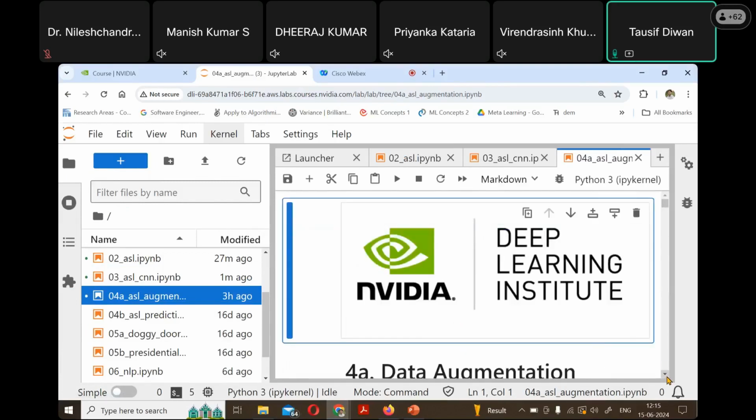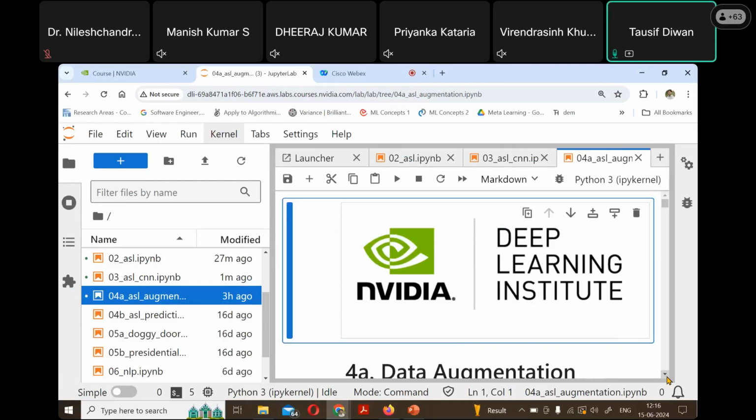What is the difference between the third notebook and the fourth notebook? Exactly the same thing that we are doing, but this time we are augmenting the data set. Same data set is there. If we compare the third and fourth notebooks, in the third notebook, the American Sign Language data set is there. In the fourth also, the American Sign Language data set is the same.